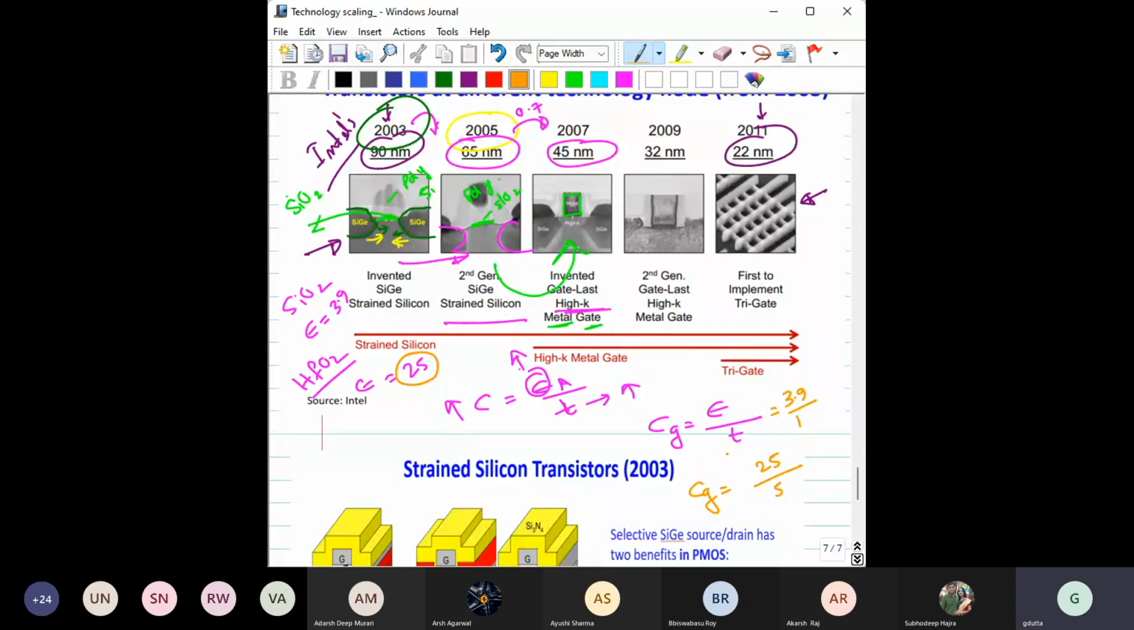If we make TOX 5, then what will happen to the CG? It is still comparable, actually higher, with this number. So you are not losing anything in terms of gate control. But what you are gaining is that now you have a thicker oxide. Thicker oxide means less tunneling current. Less tunneling current means your device will become more power efficient.